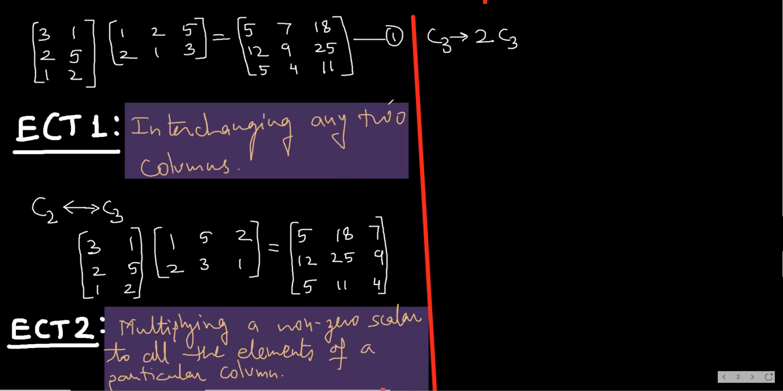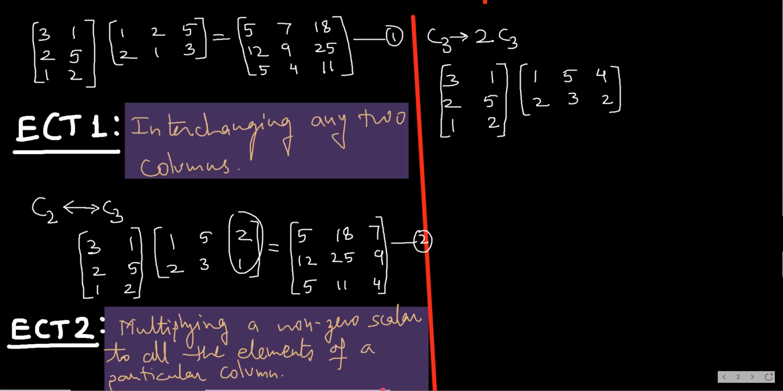So see here what I will get. This was equation 1. Equation 1 changes to equation 2. Now on it, I will apply this. As you know, the prefactor matrix will not change. I will have 3, 1, 2, 5, 1, 2. And here I will have 1, 2, 5, 3, and 4, 2. What am I doing? I am multiplying 2 to the elements of C3.